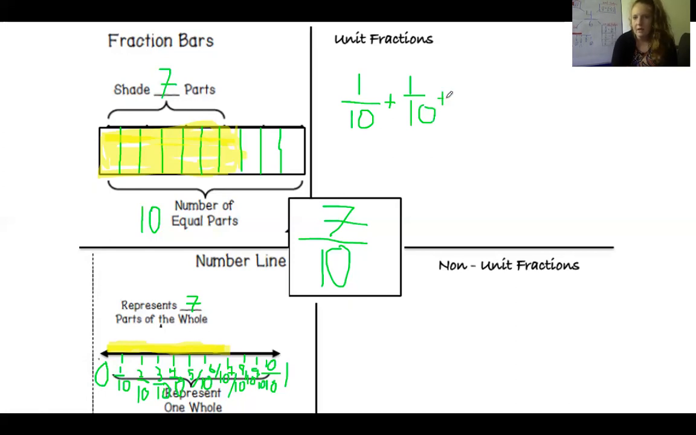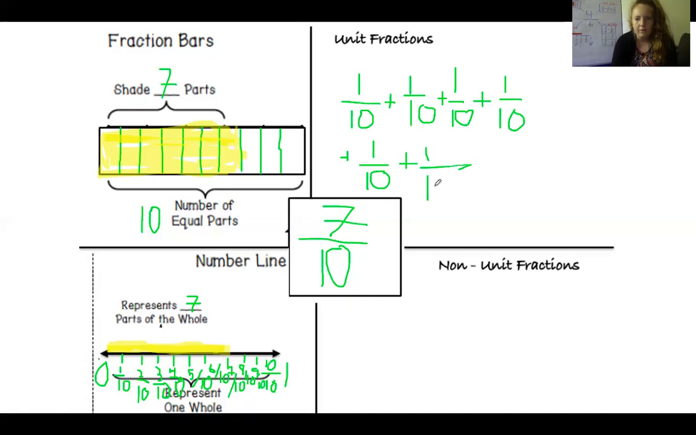So I need to add another one. Now I have another 1 tenth, so that's 3 tenths. 1 tenth, 2 tenths, 3 tenths. Keep on going. Another tenth. 1 in the numerator, 10 in the denominator. So 1 tenth, 2 tenths, 3 tenths, 4 tenths. Keep going. I'm going to put my plus sign down here so you can still see. Okay, another 1 tenth because we're still doing all of this as unit fractions. Oh, another one.